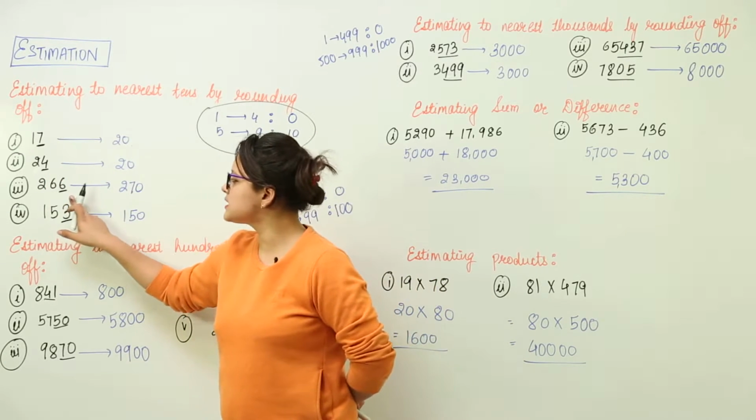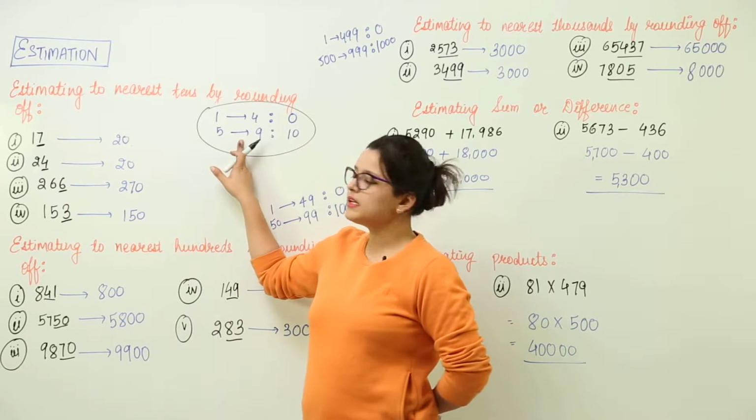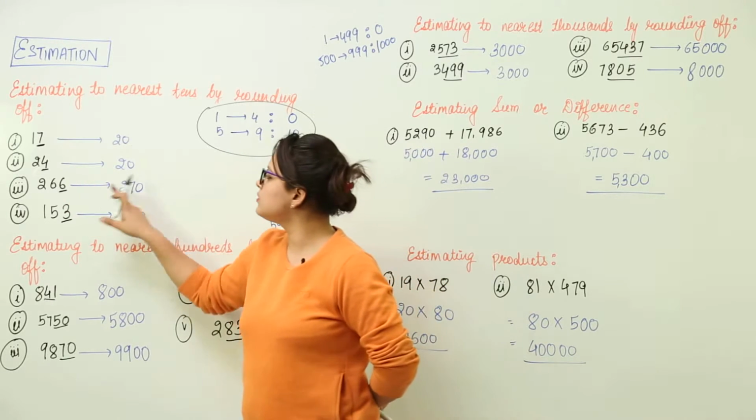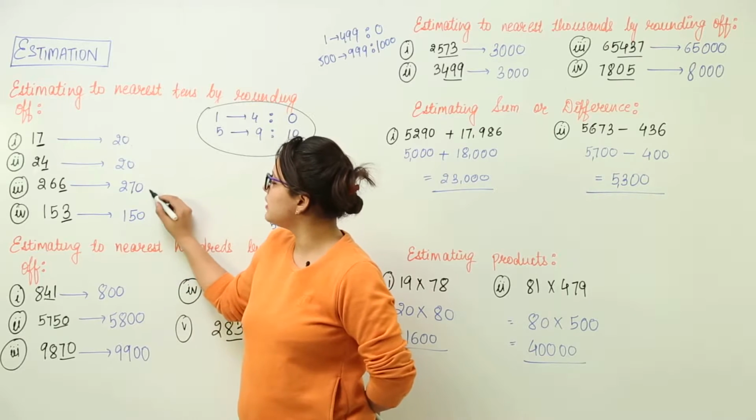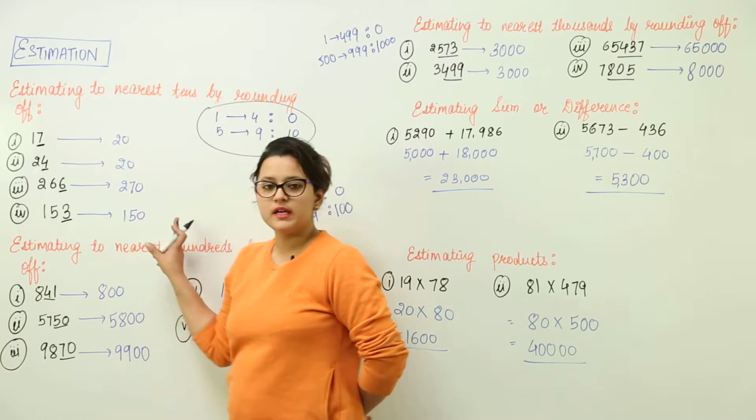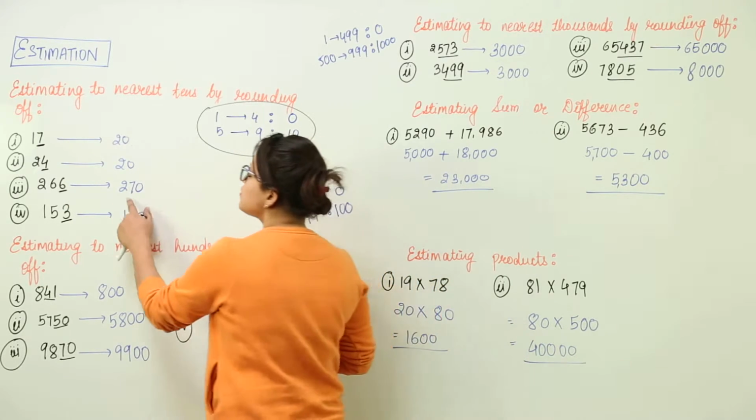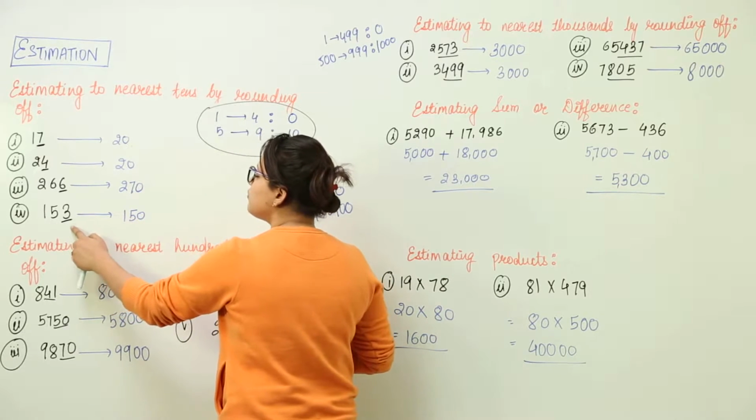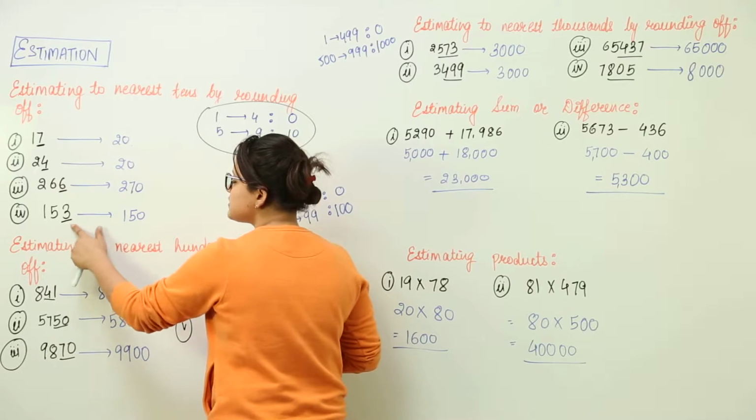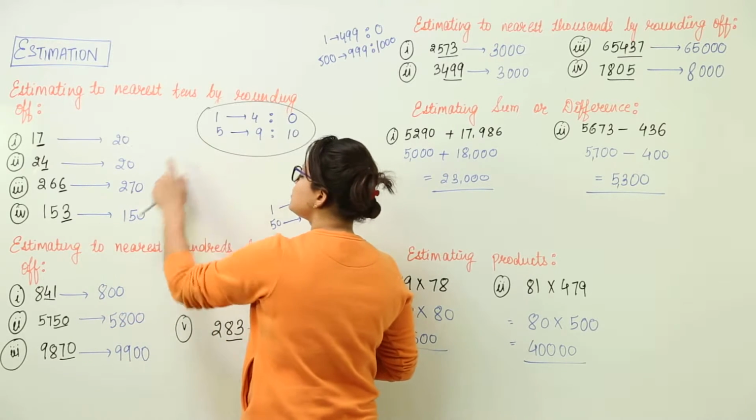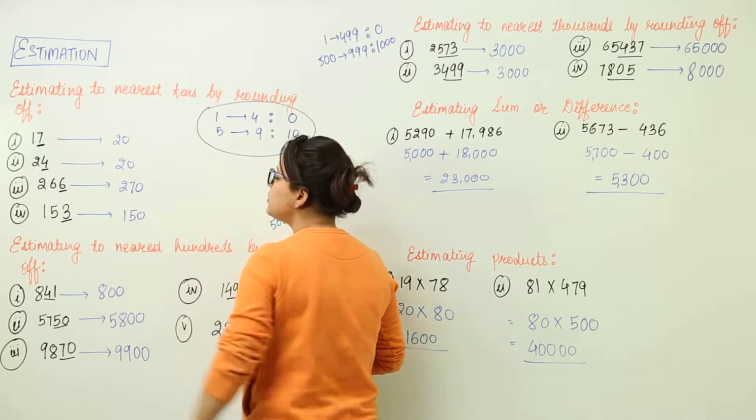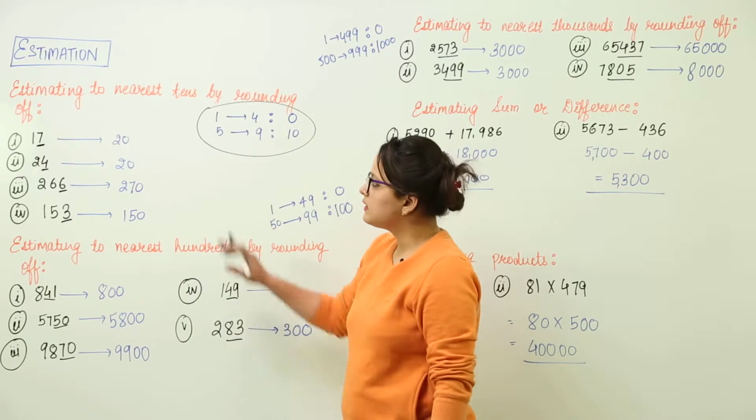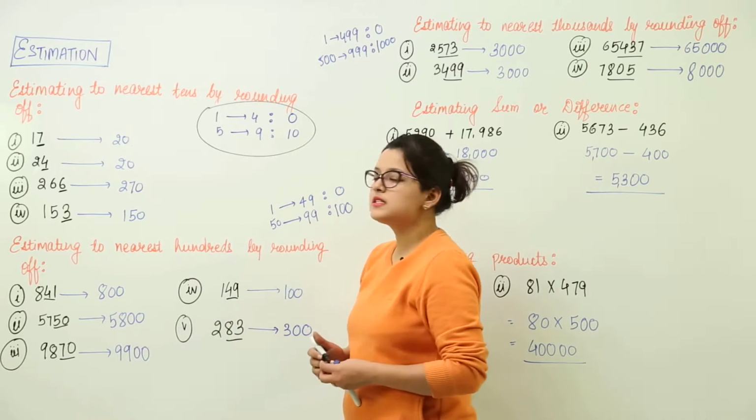Next is 266, 6 is lying in this range, so we estimate it to 270, because the next tens for 266 is going to be 270. After that we have 153, for 153 we have the units place as 3, so 3 is lying here, so we just make 3 equal to 0 in the digit, right? That was for the estimation to the nearest tens.